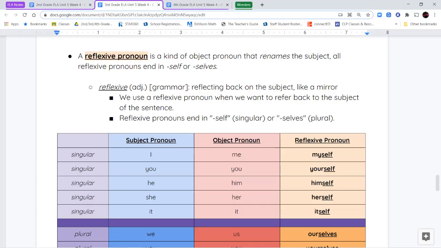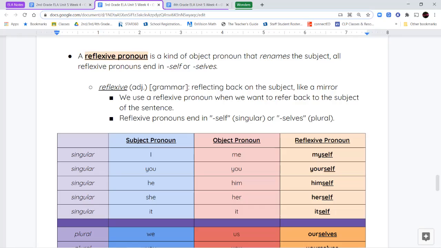So reflexive means reflecting back on the subject, right? Like a mirror. We use a reflexive pronoun when we want to refer back to the subject of the sentence, and all reflexive pronouns end in self if they are singular, S-E-L-F, or selves, S-E-L-V-E-S, if it's plural.